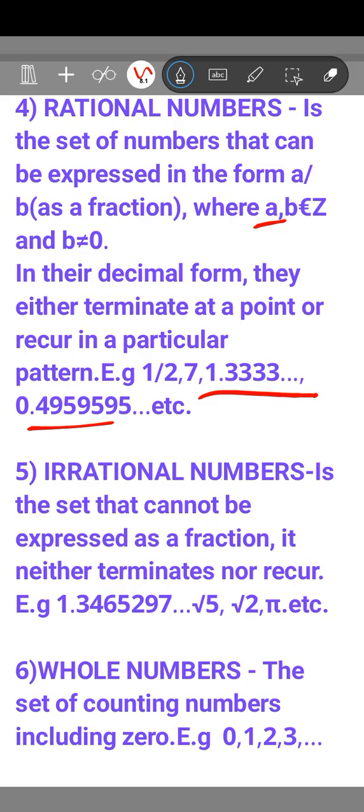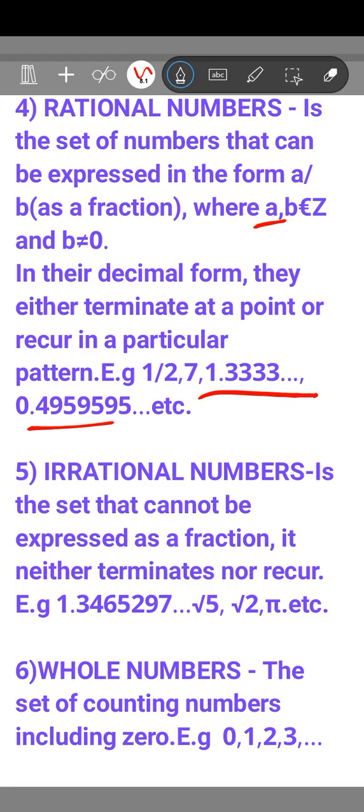So the bullet point here is a rational number can be written in the form numerator over denominator, but the denominator must not be equal to 0, otherwise the fraction would be undefined. In its decimal form, it either terminates at a point or recurs in a particular pattern. How about an irrational number, which takes us to point 5?